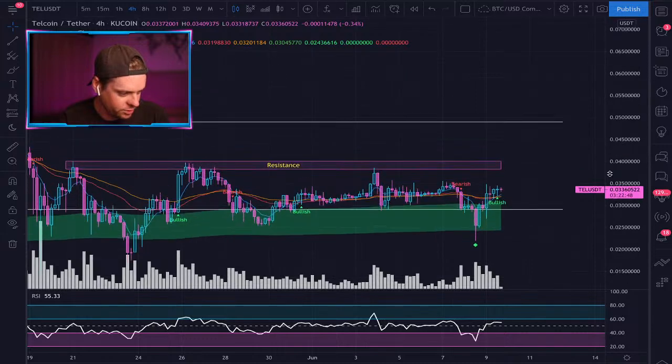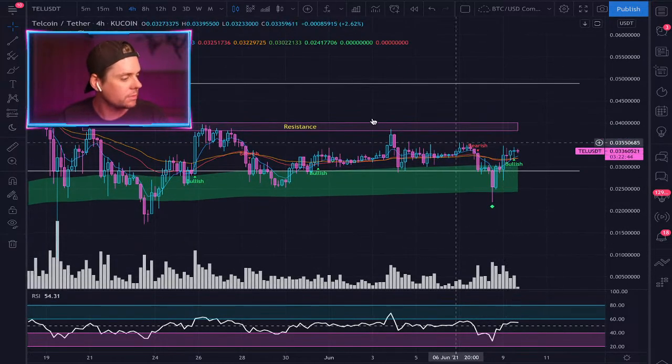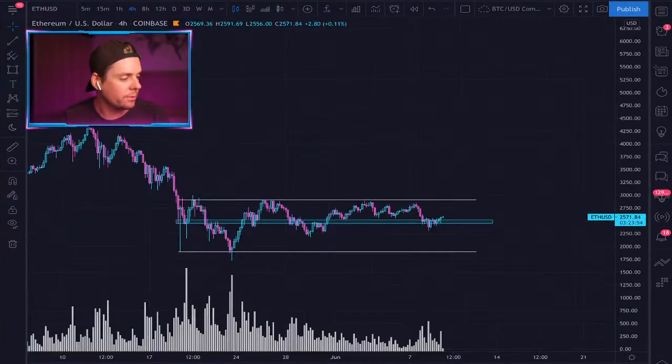I think if you want to trade this indicator, it's giving you a signal. You got a bullish cross and you got a green diamond. Yeah, there's something there. You can trade that. Back to Ethereum though.